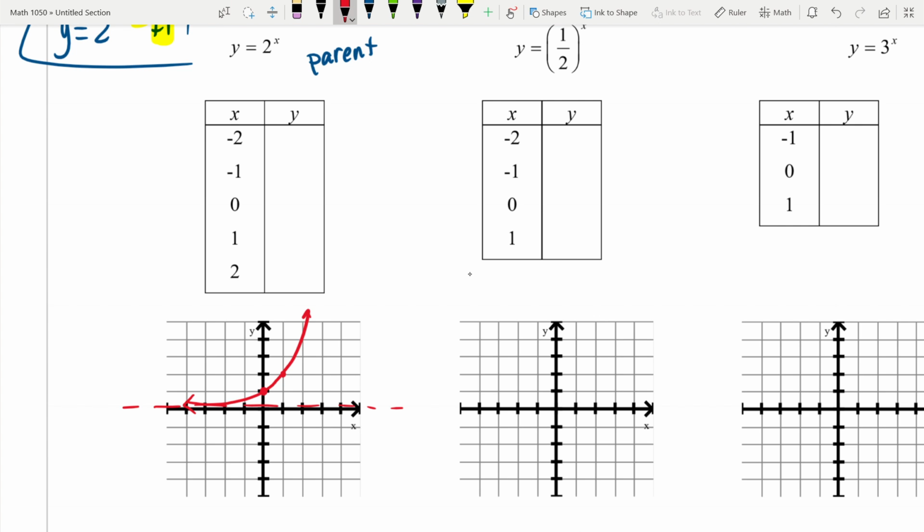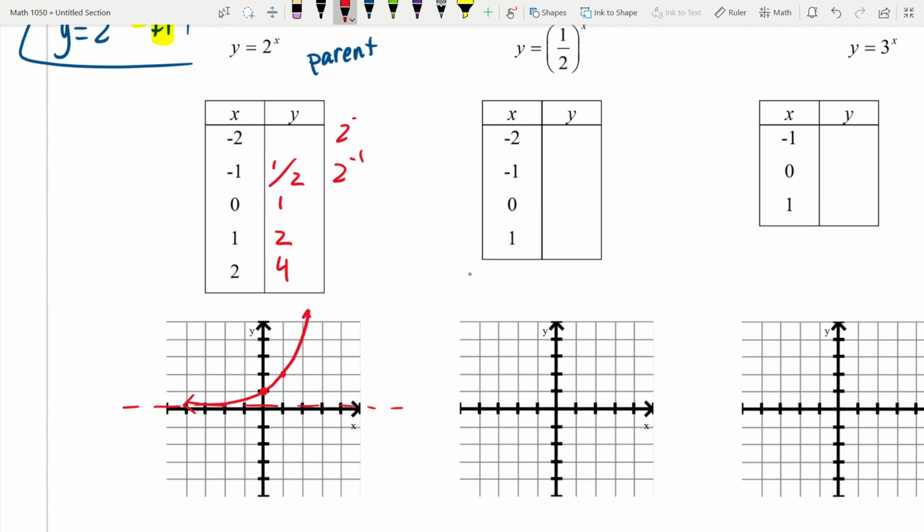Okay? So what if x is a 0? 2 to the 0 is a 1. What if x is a 1? 2 to the first is a 2. What if x is a 2? 2 to the second is a 4. What if x is a negative 1? Can anybody tell me what 2 to the negative first is? The 2 to the negative first comes down, right? So what would that be? 1/2. Yeah. 1 over 2 to the positive first, right?